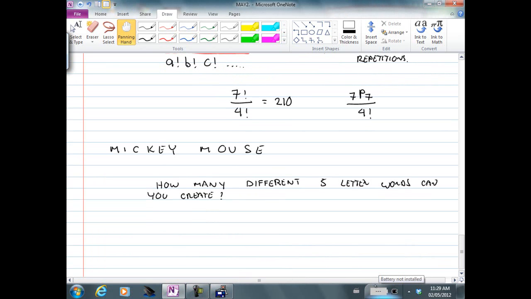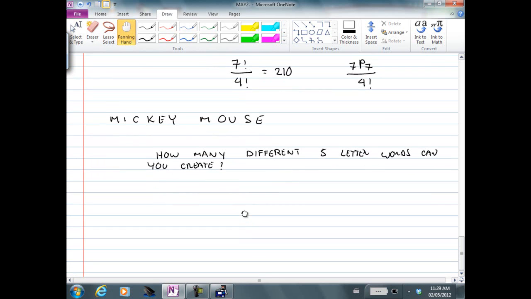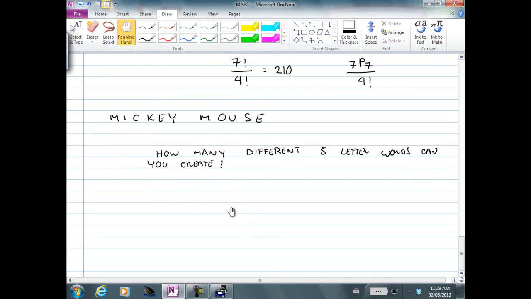Camille, what goes on top? What goes on top? 11. Okay. So how many letters are there altogether? There's 2, 4, 6, 8, 10, 11. So it'll be 11 factorial. Oh no, P. Why? Because I'm not using all the letters this time. I'm only using 5. So it'll be 11P5 on top.